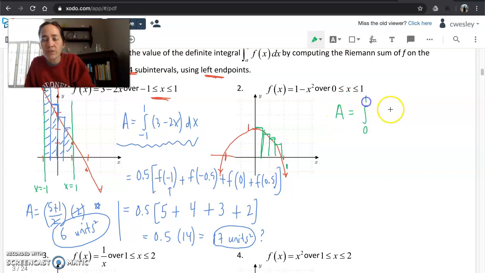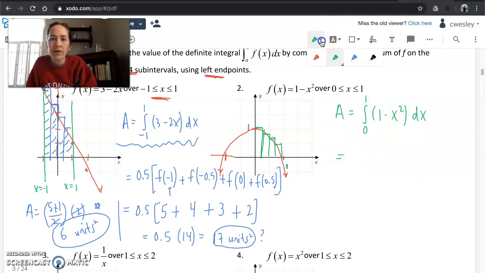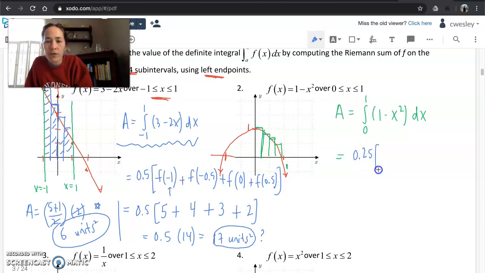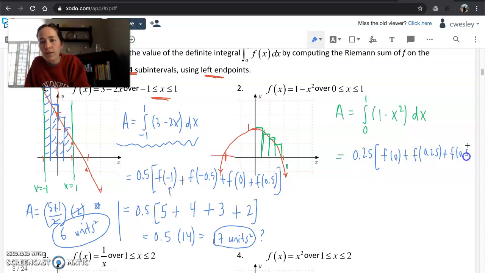Here's the notation we want: the area from 0 to 1 of 1 minus x squared, taken with respect to x. And let's use those 4 rectangle areas. The width of all the rectangles, you're splitting 1 into 4 quarters, so each rectangle would have a width of 0.25, the way that I sketched it. The height at the left endpoints, your first one's still f of 0, then f of 0.25, f of 0.5, and then f of 0.75.